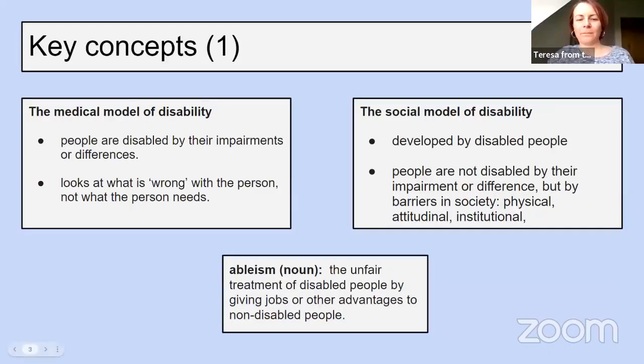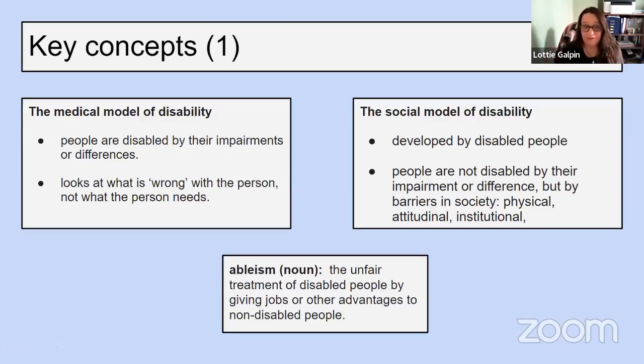So we're going to start by looking at some nitty-gritty, some key concepts we need to understand about disability, and then we're going to move forward once we've got those established. So there are lots of different models of disability, but I think two that are key in terms of understanding what disability is, in terms of how we represent it in the media, how we represent it in ELT materials, are the medical model of disability and the social model of disability.